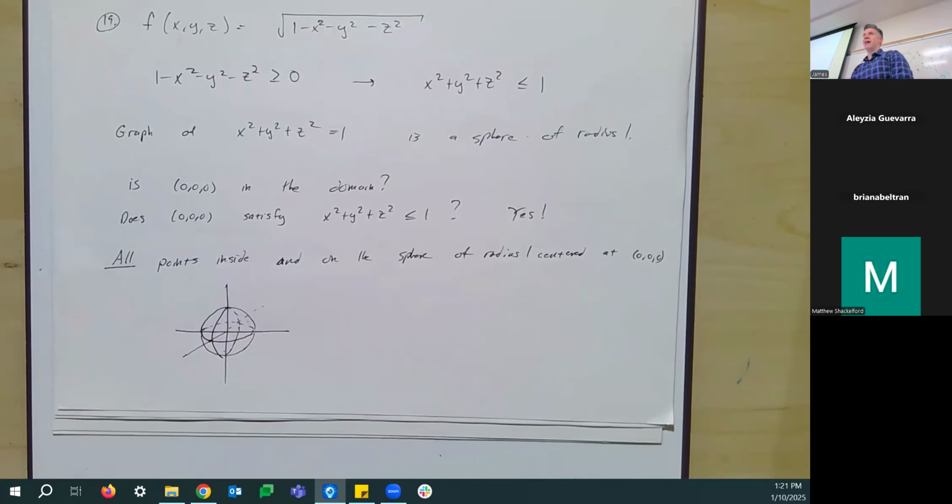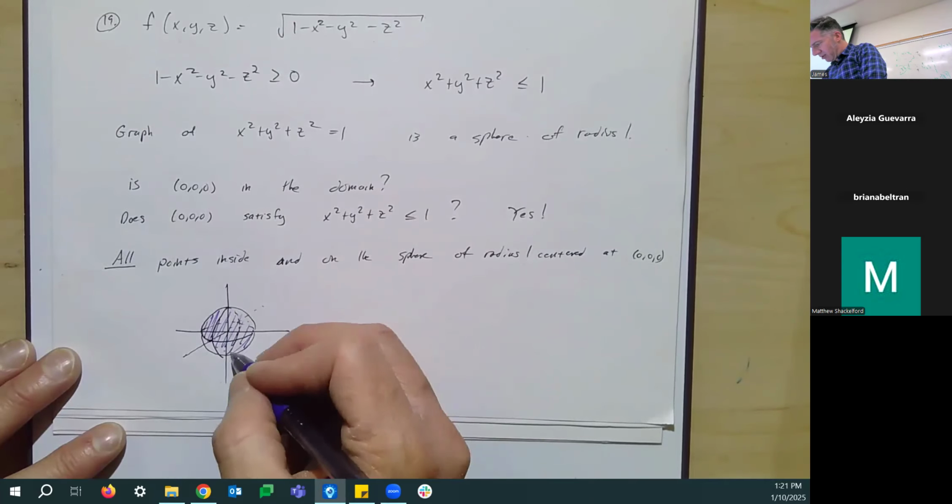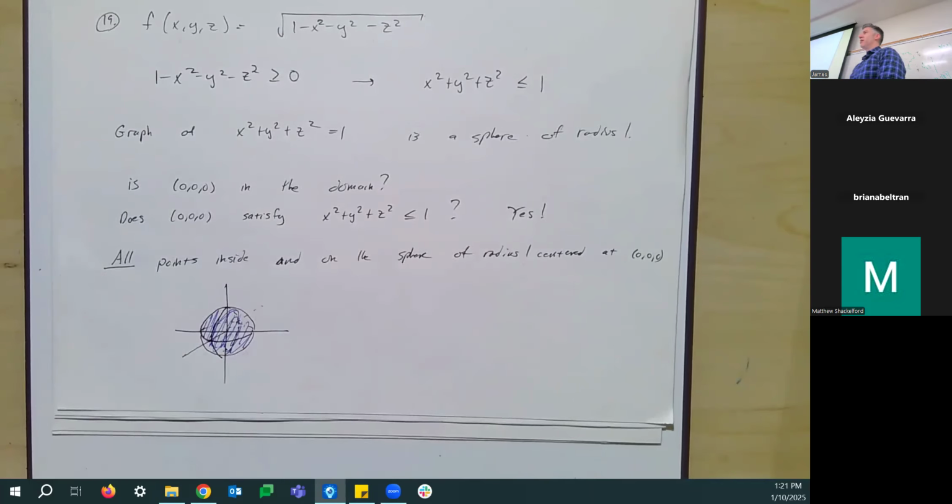I don't really want to shade that in because it's just going to make it look worse, I feel like. So it's all the points inside there. I could try... yeah, it's everything inside there. Did that make it look better? No. There's my domain that they asked me to graph. Because that's what the problem says, right?